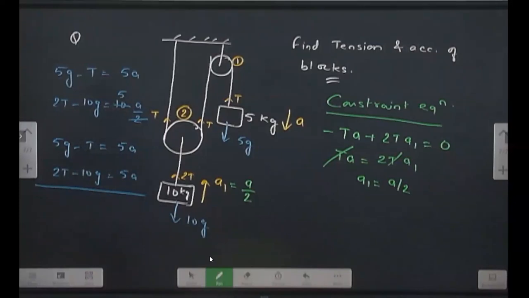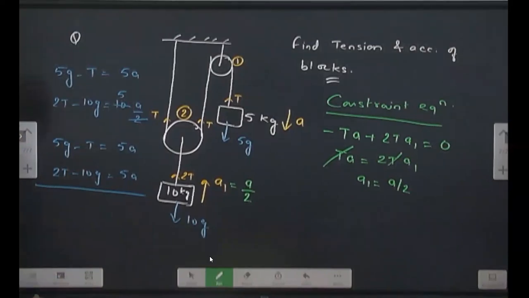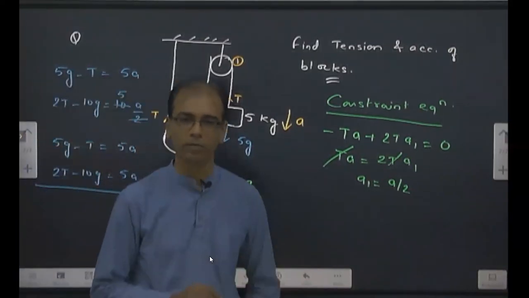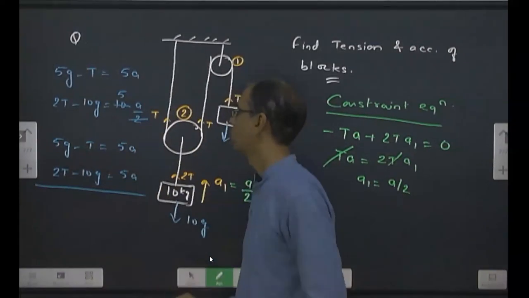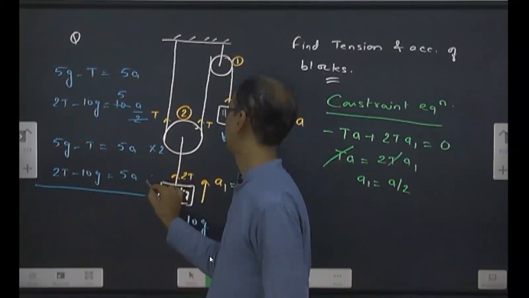Okay, tell me, shall I solve? Yes, sir. Okay. Whatever I have written on the board, in that one, any doubt is there? No, sir. Okay. So here we have 5g minus t equal to 5a equation. Here we have 2t minus 10g equal to 5a equation. We have to solve it. So what I thought is, let's multiply in this one with 2. And in this one with 1.